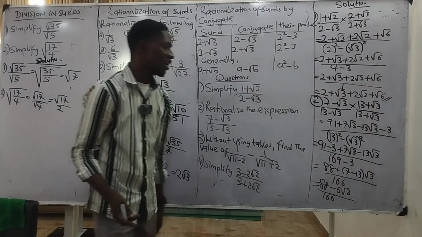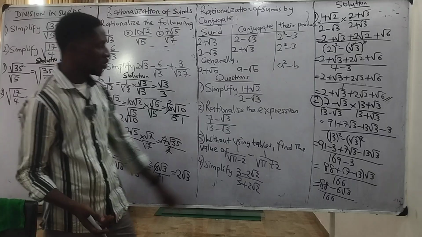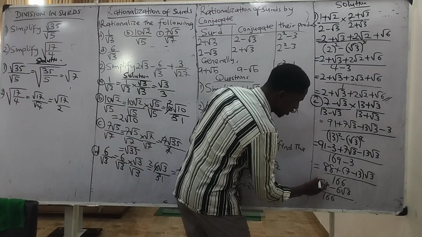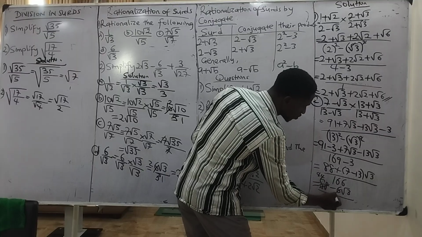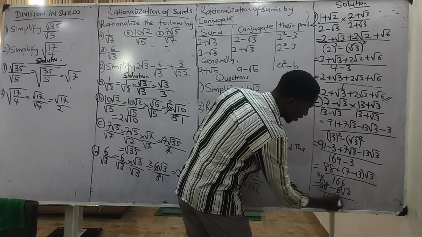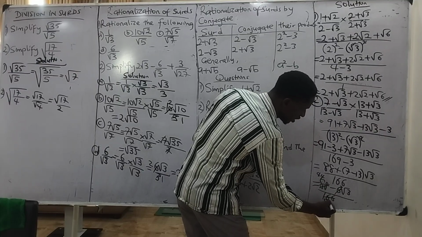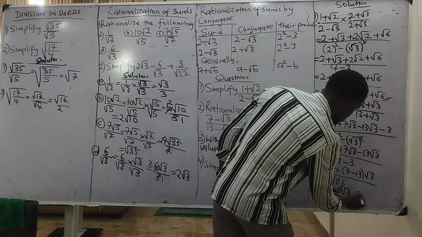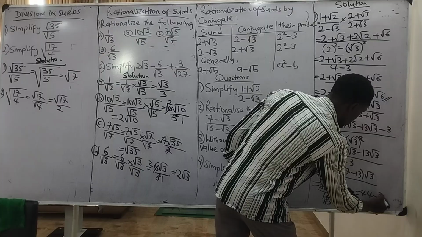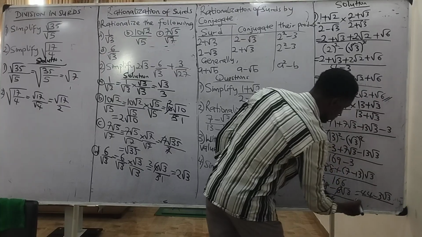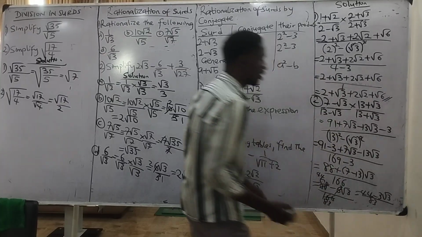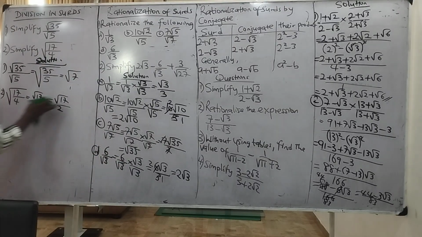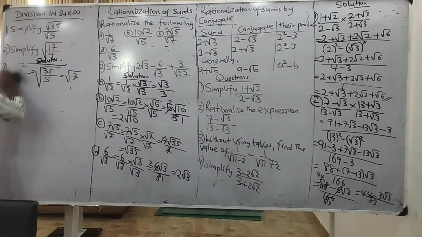You can leave your answer like this, but there's a number that can go into this, this, and this, which is 2. 2 going into 88 is 44. 2 going into 6 is 3. 2 going into 166 is 83. So we have 44 minus 3 root 3 all over 83. And this should be the solution of that B number 2 part.